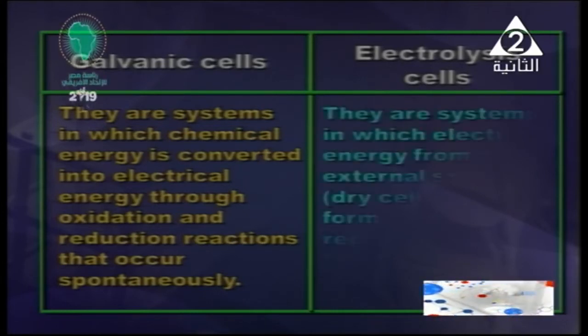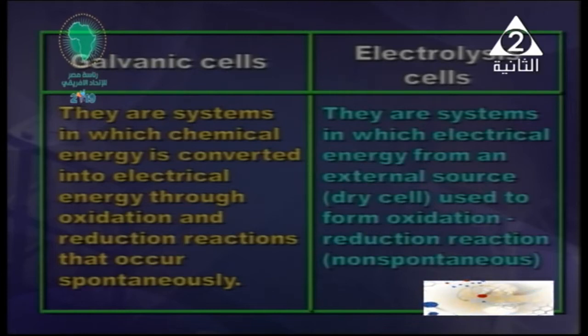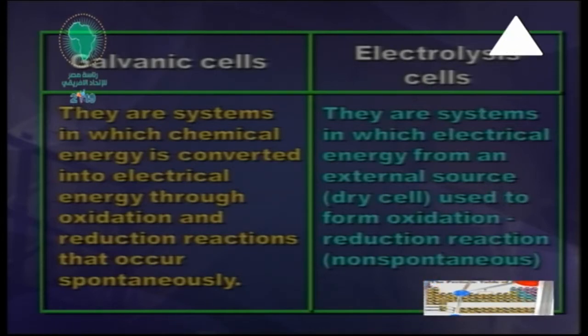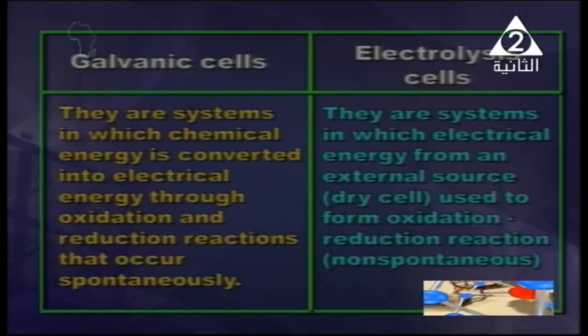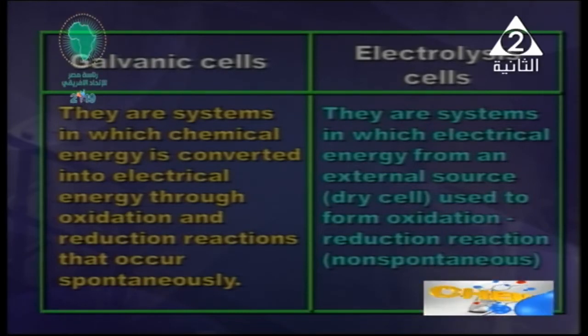While electrolysis cells are systems in which electrical energy from an external source, such as dry cells, is used to form oxidation and reduction reactions. This means this reaction is non-spontaneous. What is the difference between spontaneous and non-spontaneous? A spontaneous reaction takes place in a galvanic cell, without an external current. While in electrolysis cells, it needs a source of electricity.